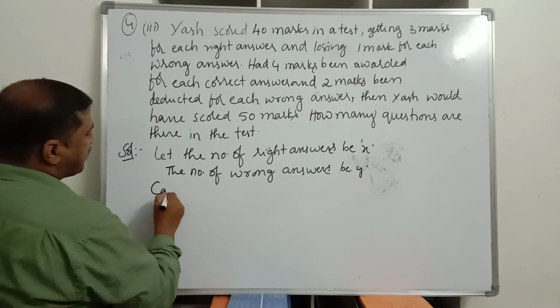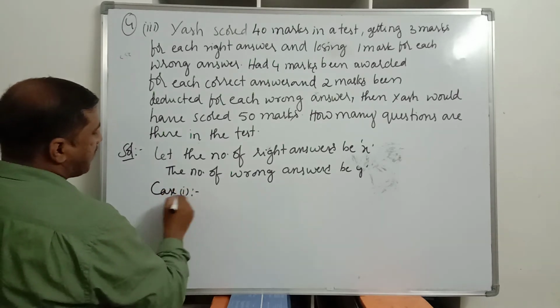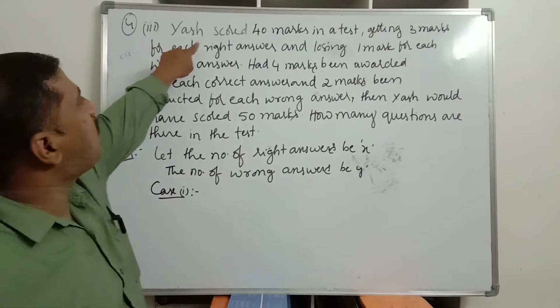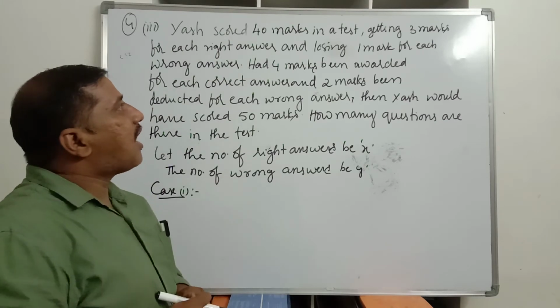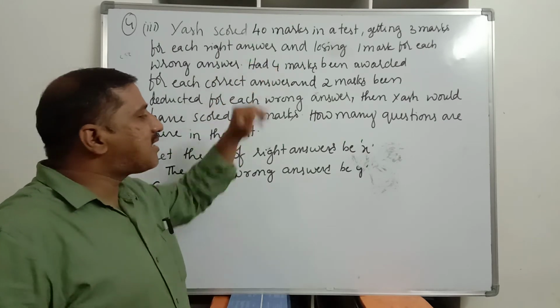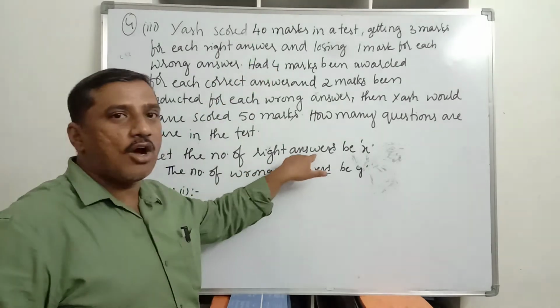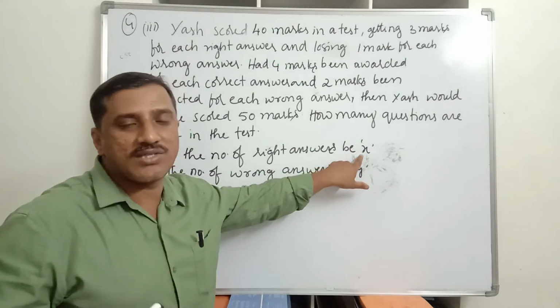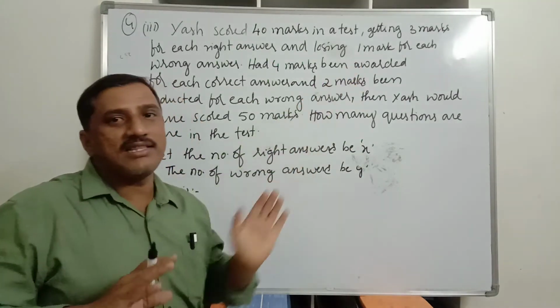So case 1, what is case 1? Here it is the first case. He scored 40 marks in total. How did he score? 3 marks are awarded for each right answer. How many right answers are there? x questions are there, and each question carries 3 marks.